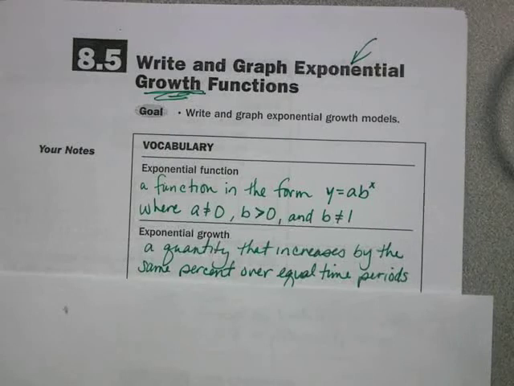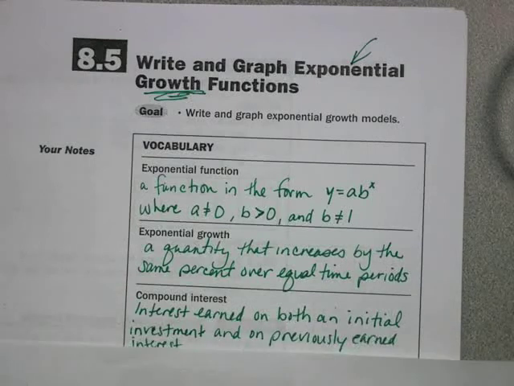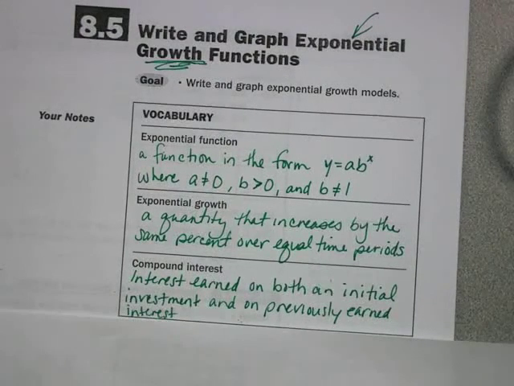Exponential growth is a quantity that increases by the same percent over equal time periods. And compound interest is interest earned on both an initial investment and on previously earned interest. So you earn some money, you just reinvest it, and now you earn more interest on that initial investment plus the interest you had previously earned.